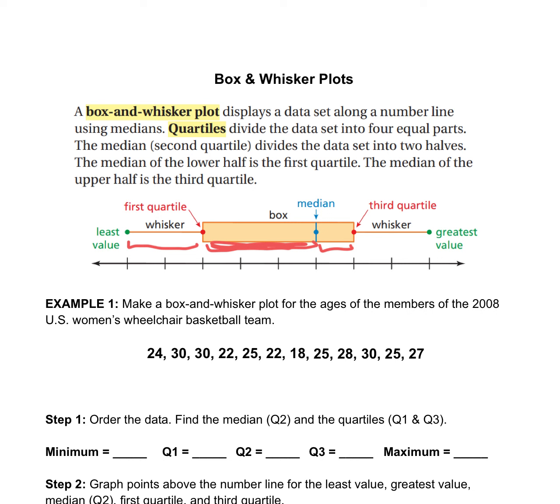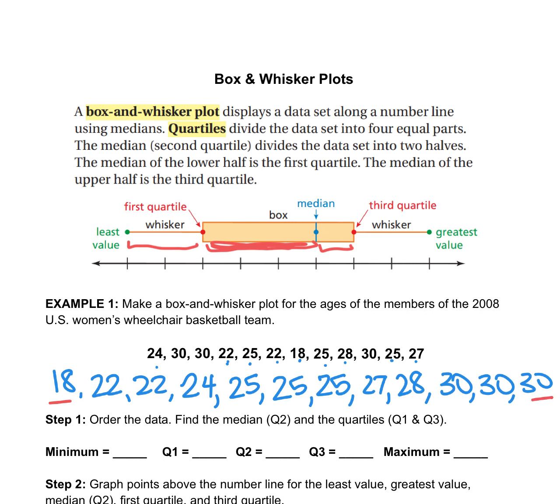I'm going to start with the easy ones, the min and the max. The min and the max are the smallest data and the largest data, so 18 and 30. Then I'm going to find the median. The median is the middle. If there are 12 numbers here, I'm going to count in 6. 1, 2, 3, 4, 5, 6.